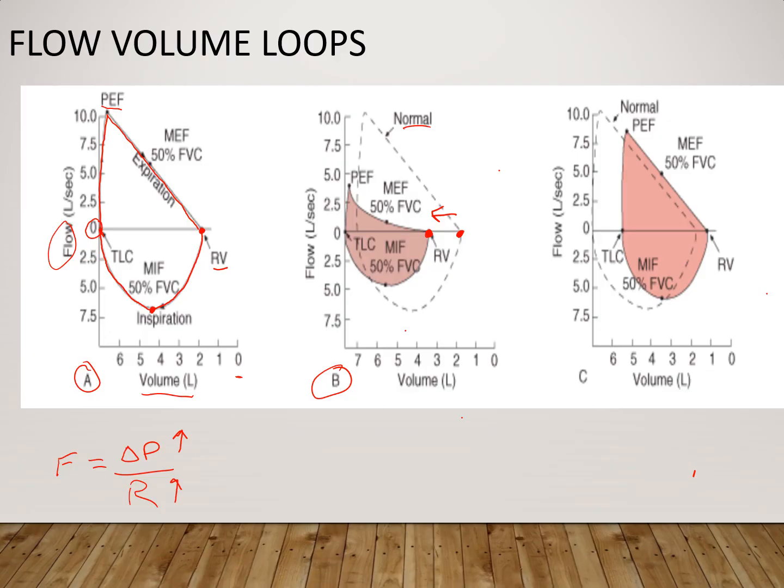Now, if you think just logically between restrictive and obstructive, which one would have an increase in residual volume? That would be obstructive. So B is an example of obstructive. You can see that with the left shift in the residual volume. That could be your first clue.